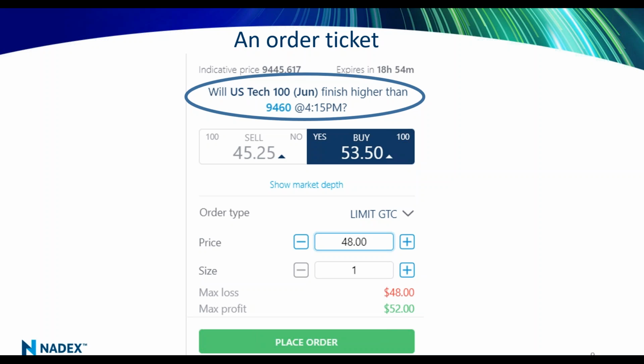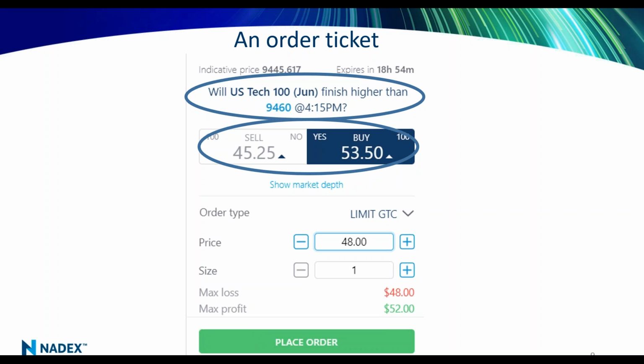And you get to make a prediction. You can either predict yes, it's going to be higher, or no, it's not. If you think yes, you buy it. If you think no, you can sell it. Now you'll notice there are prices that you can buy or sell at. This is something else that makes Nadex very different from other providers: you do not have to trade exactly on those prices.